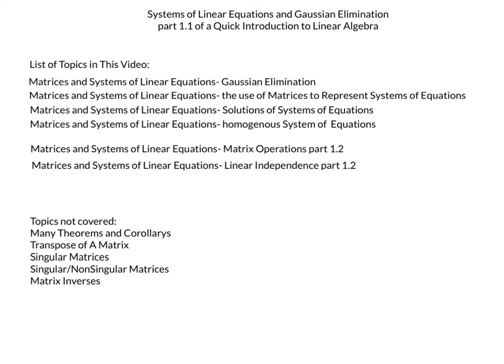Now that we've looked at the possibilities for solutions of systems of equations, and remember, there are only 3 possibilities: no solution, a unique solution, or infinitely many solutions, we can do our last topic for this video, which is homogeneous systems of equations.